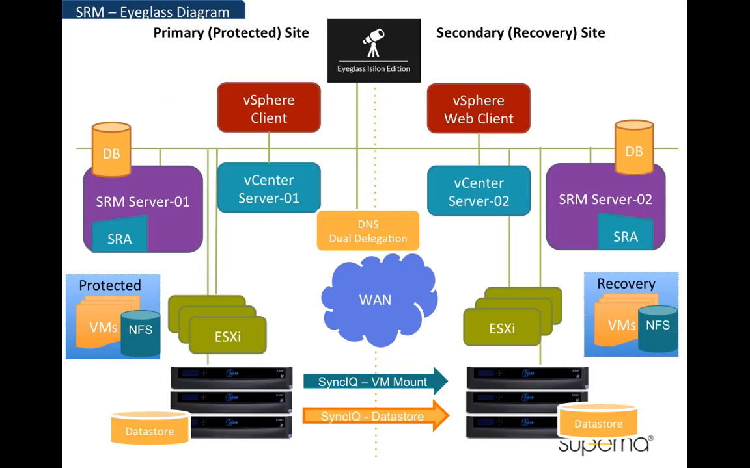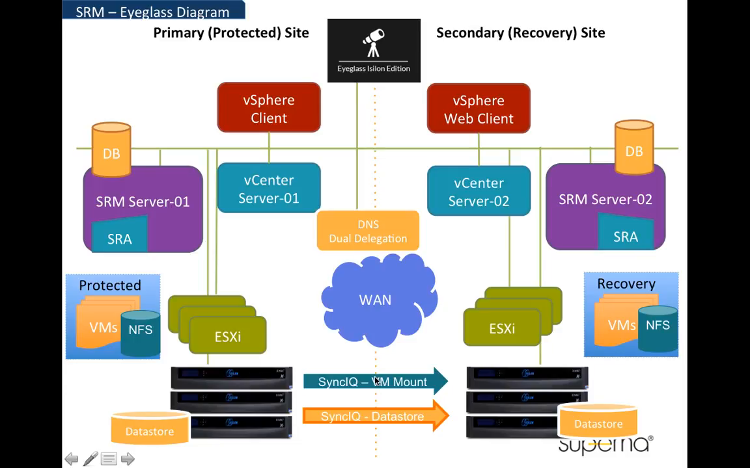Now we want to show you the setup diagram for this demo. In this diagram, we can see there are two sites, protected site and recovery site. Each site has an SRM server with SRA component, vCenter servers, ESXi host, and Isilon cluster. This Isilon cluster provides the storage for the NFS data store that is mounted to this ESXi host, as well as the NFS export mounted to this VM guest OS.